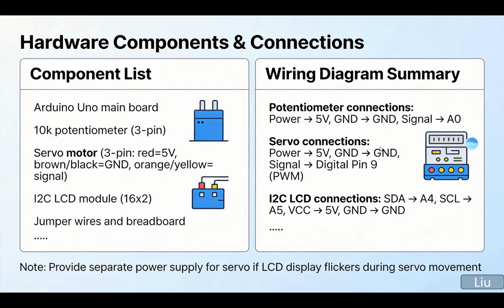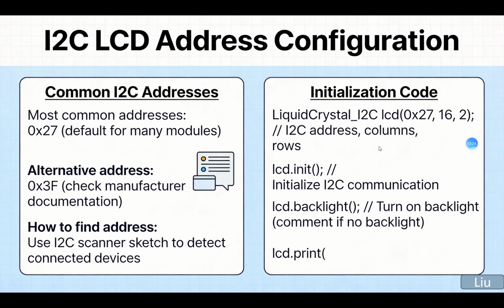So the potentiometer connections: the power to the 5 volt, the ground to the ground, and the signal to the A0 pin. And the servo connections: the power to the 5 volt, ground to the ground, signal to digital pin 9. And the I2C LCD connections: use the SDA connect to the A4 and the SCL connect to the A5. The VCC connects to the 5 volt and the ground connects to the ground.